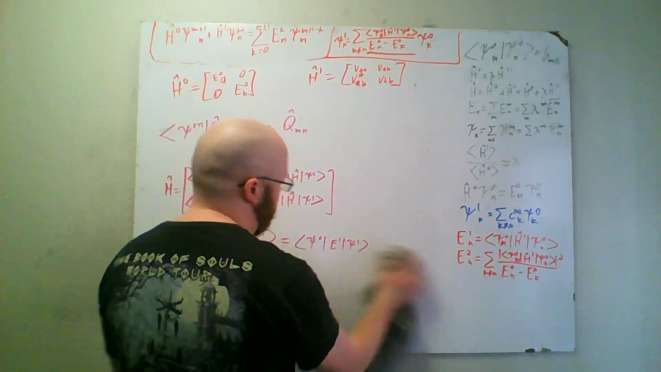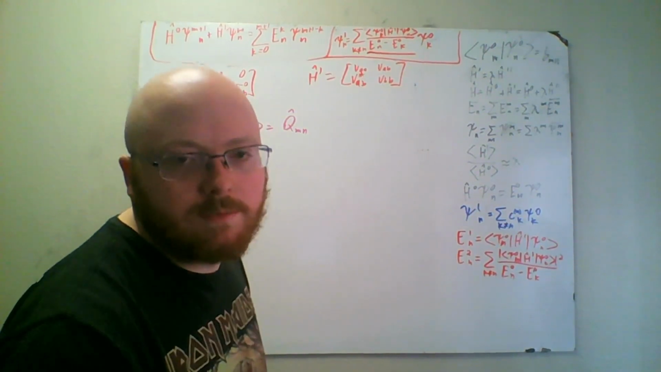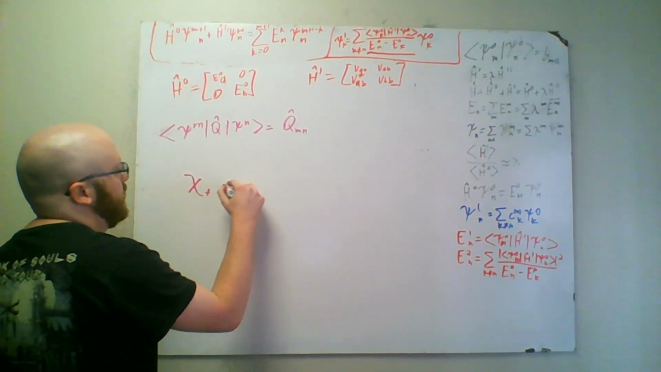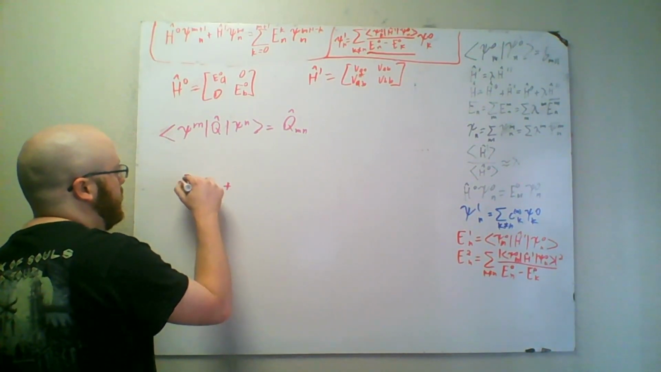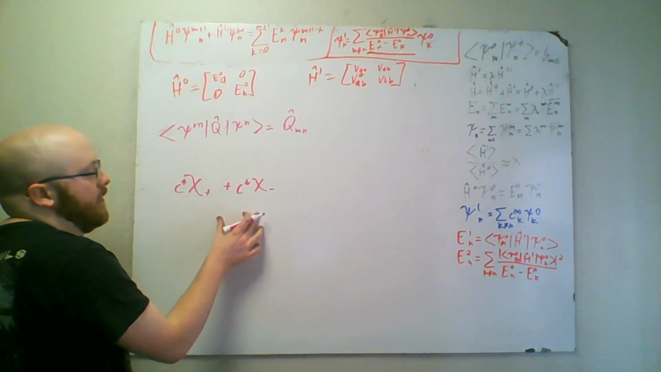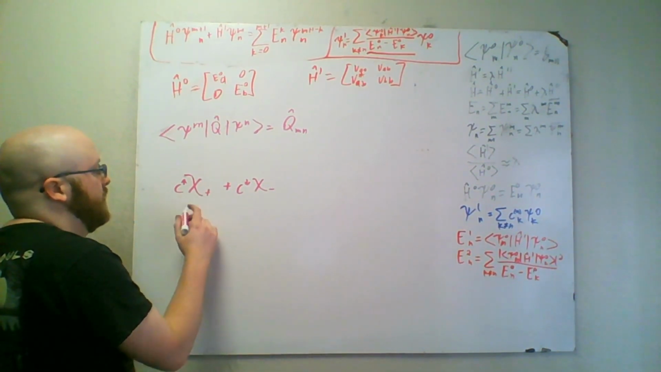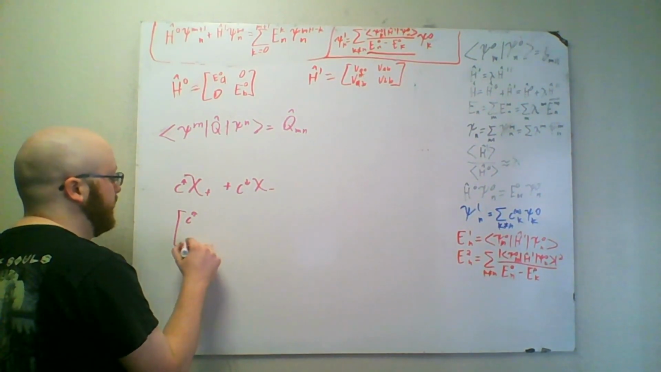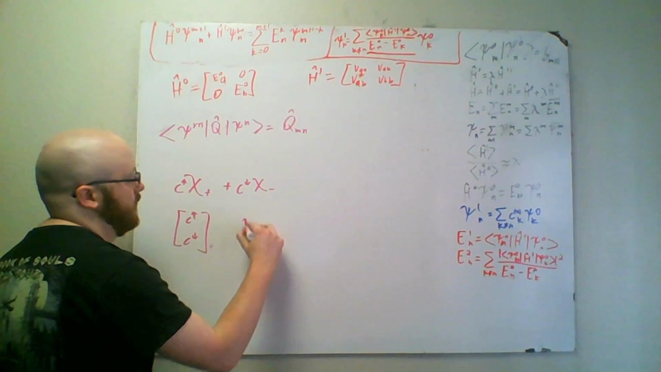I'm bringing this up because one of the people I was talking to mentioned it specifically. He was kind of confused on what was going on with spin. It's kind of a step back, but basically there's x plus, so you have c up plus c down, and minus. And then this turns into a vector, c up, c down.